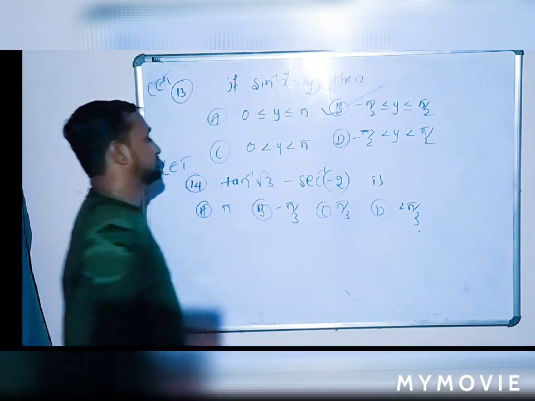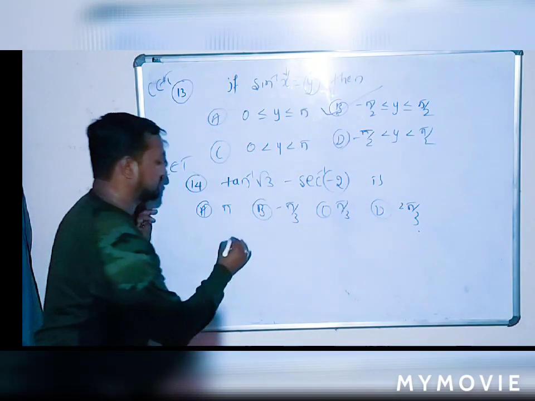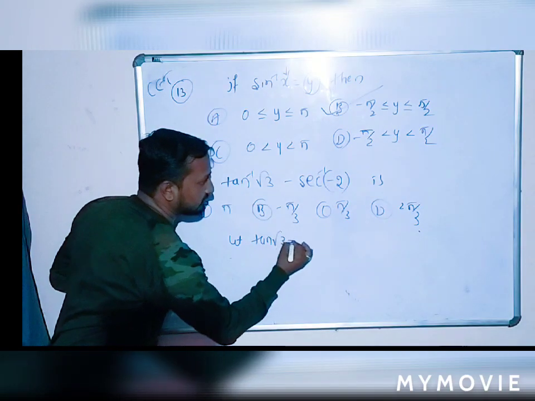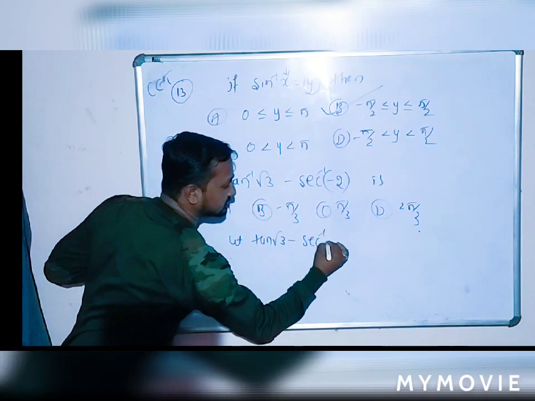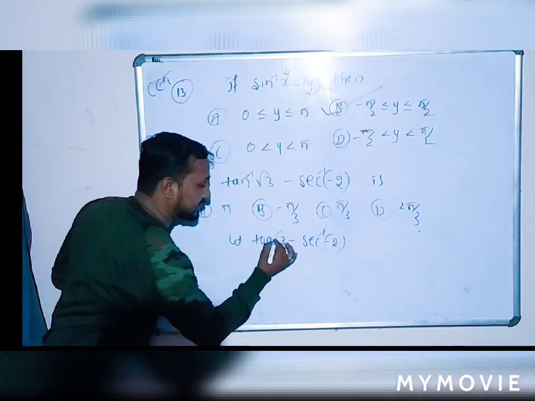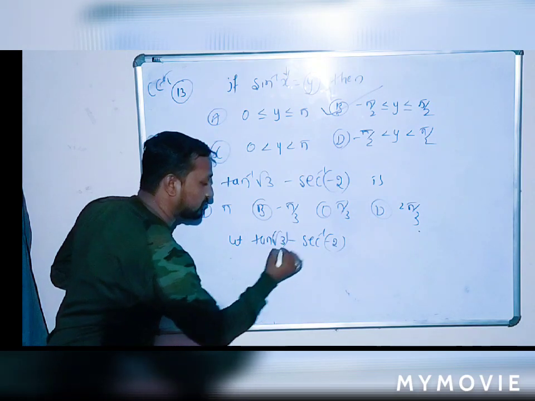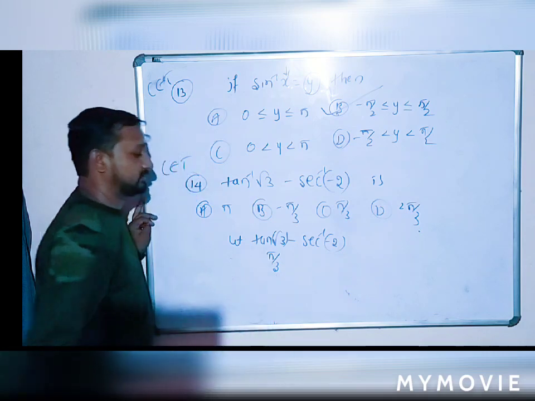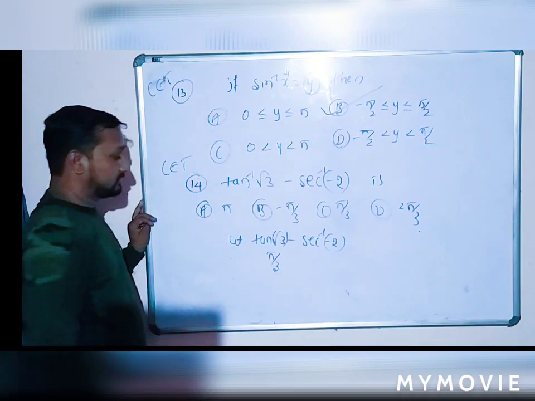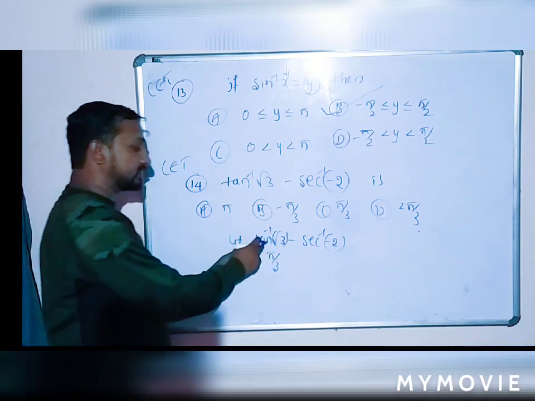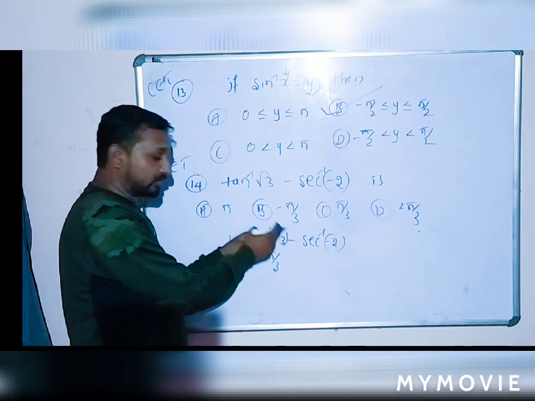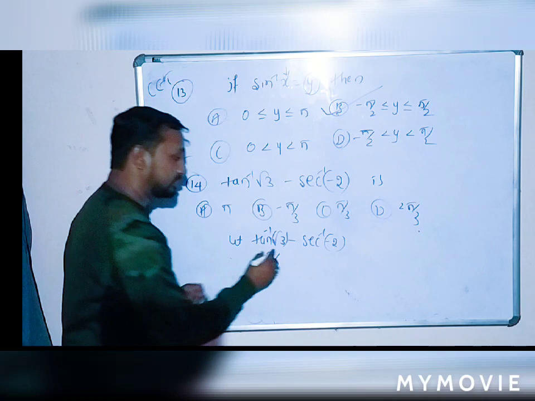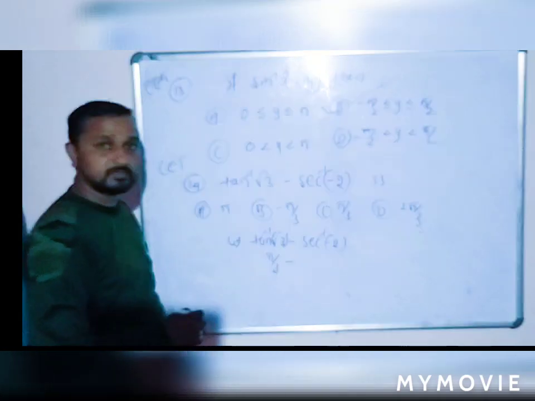This is a very easy example. Directly we will solve it. Let us consider tan inverse of root 3 minus sec inverse of minus 2. The value of tan inverse of root 3 we already know. It is pi divided by 3. Tan 60 degree is root 3, so in which angle is the value of tan root 3? Pi by 3. Okay? Minus.